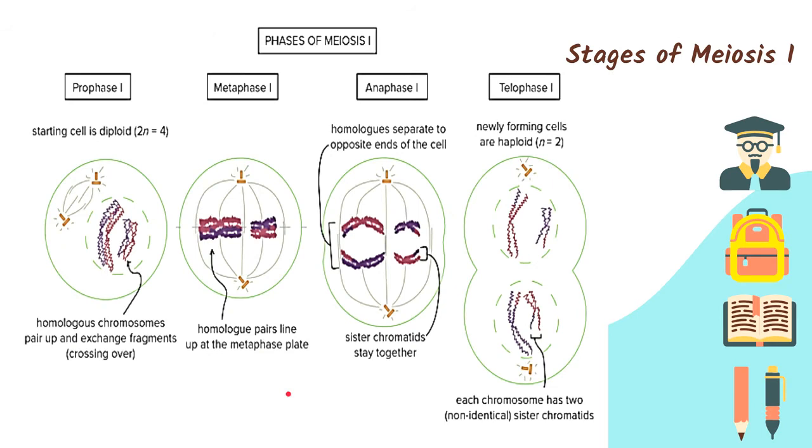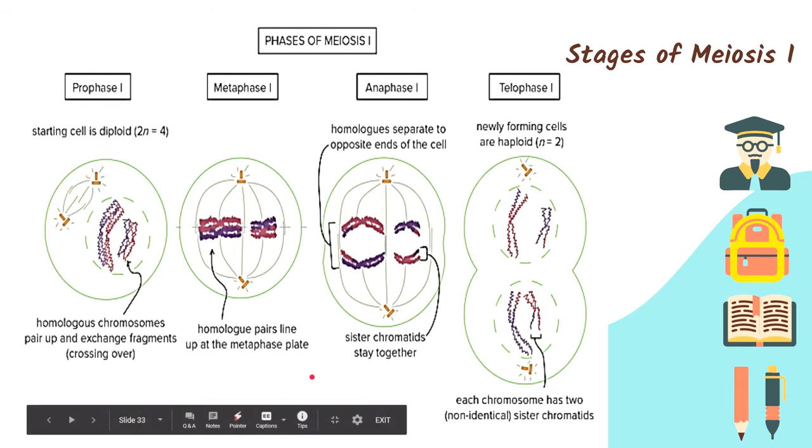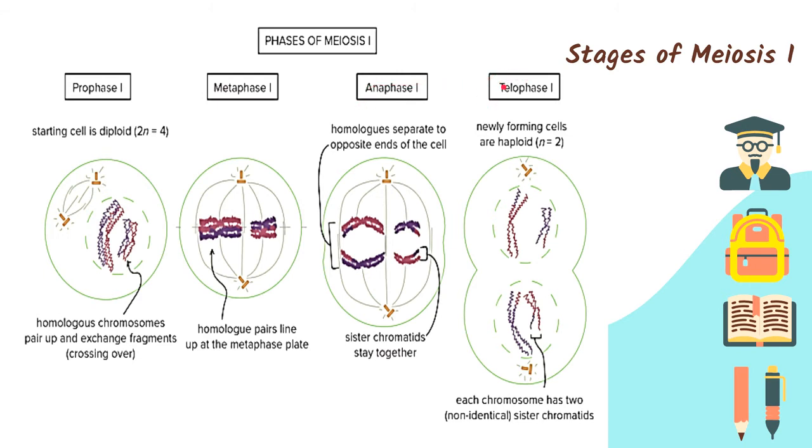So these are the phases, or stages, of meiosis 1. They still follow PMAT. They still follow prophase, metaphase, anaphase, and telophase. However, just to differentiate, since this is meiosis 1, we add Roman numeral 1 here. Prophase 1, metaphase 1, anaphase 1, and telophase 1. So what are the events during the first meiotic division?